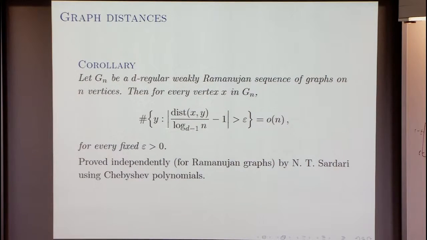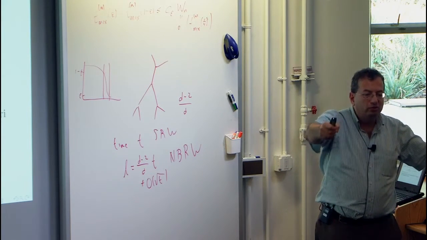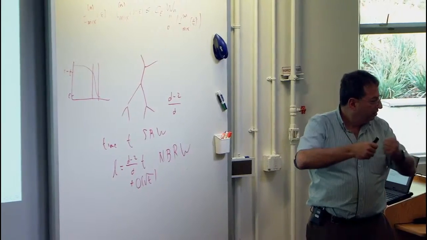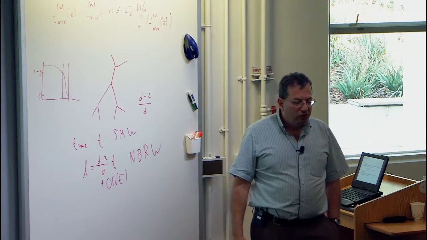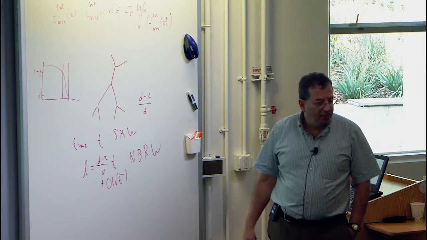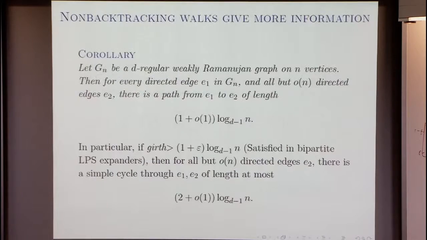So this result easily allows you to recover the fact that the diameter is at most twice log to base d minus 1 of n, because if you have any two arbitrary vertices, x and z, you can just use the triangle inequality with a random vertex in the middle, and you'll get the upper bound of 2. So it reproduces the known upper bound on diameter, but it tells you that for most vertices the answer is log to base d minus 1 of n. And this result, which we obtained from the non-backtracking walk, was proved independently using a different approach by Sardari, who used Chebyshev polynomials.